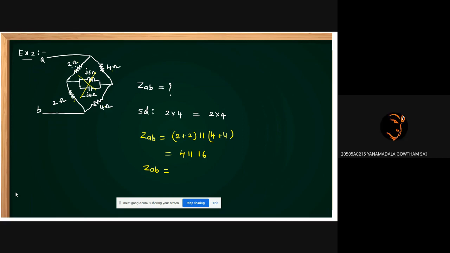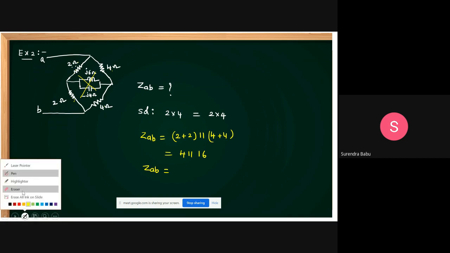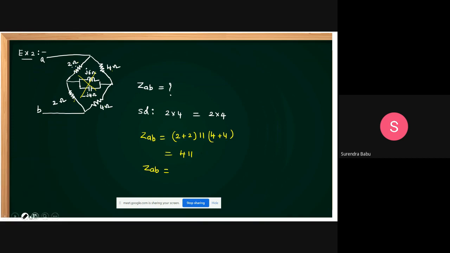Sir, 4 plus 4 is equal to 8, sir. Sorry, yes, it is 8, not 4 into 4. It's 4 plus 4, 8. Sorry. This is how much? 2.66 ohms. Okay, this is ZAB.